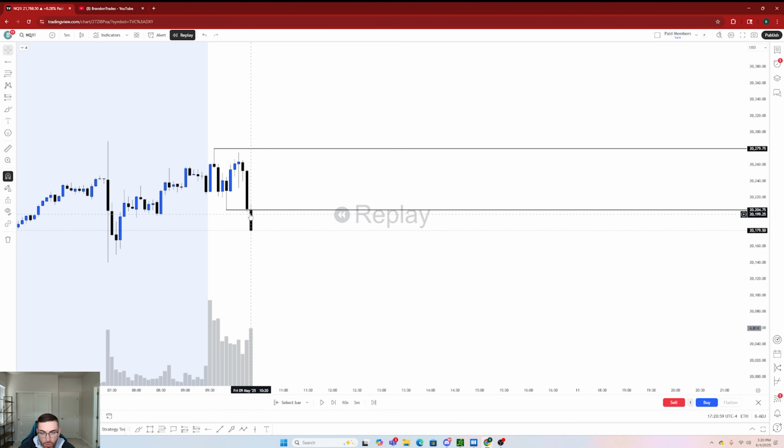So this right here would be your confirmation to get short because we broke below it. We tried to pop back up and then ultimately we failed it. So at the close of this 5-minute candle, that's when you're going to be looking to go short with a stop loss set right above this high point right here.